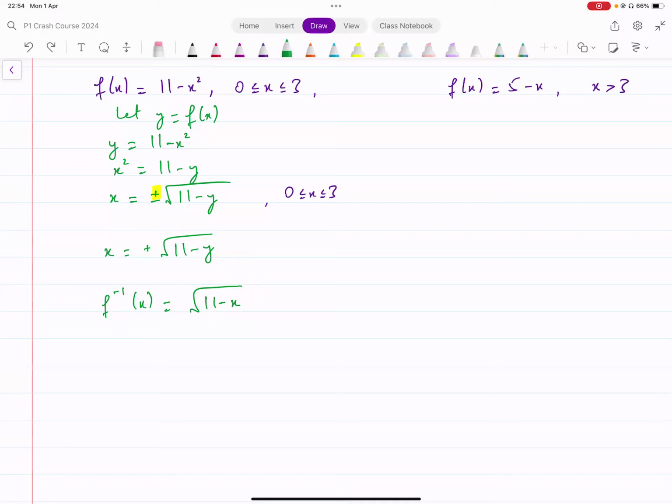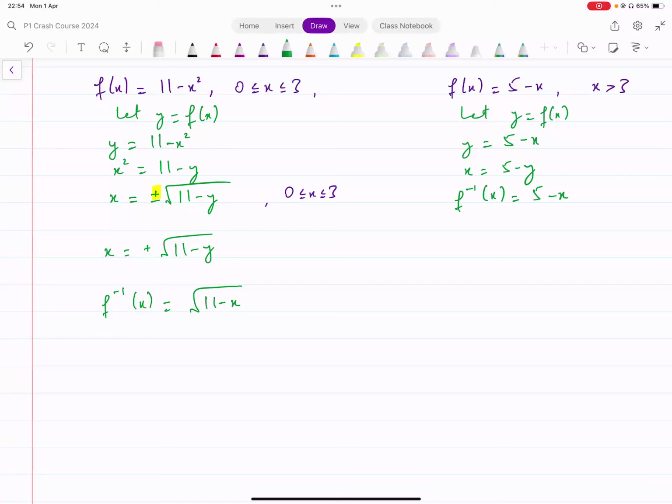Now, then you have f of x equals 5 minus x. All right, that's the other part of the function. You also have to find the inverse of that part. You say let y equals f of x, and that gives you y equals 5 minus x, so x equals 5 minus y, and then f inverse of x equals 5 minus x. That's the other part of the function.